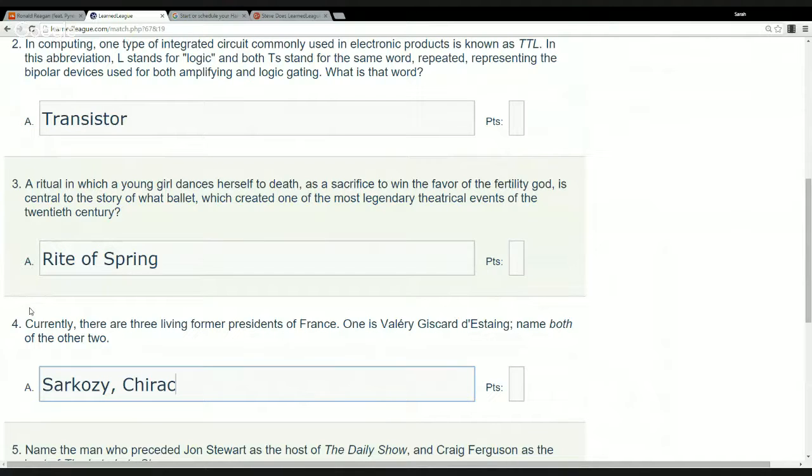I'm fairly sure both of those guys are still alive. I think if Jacques Chirac had died, I would have seen something about it. So that's what we're going to go with. It's another world politics of the 90s coming in for the save there.